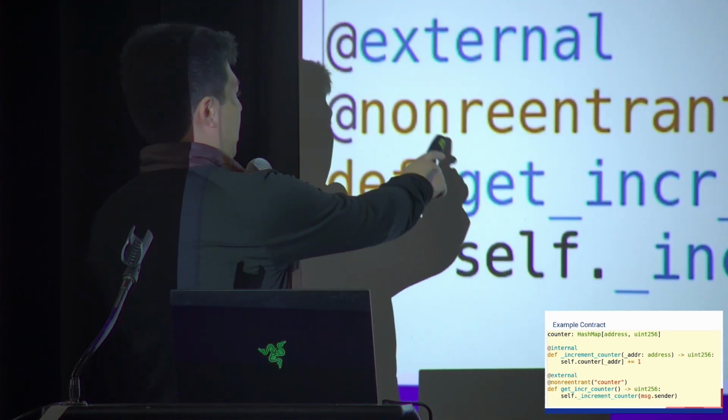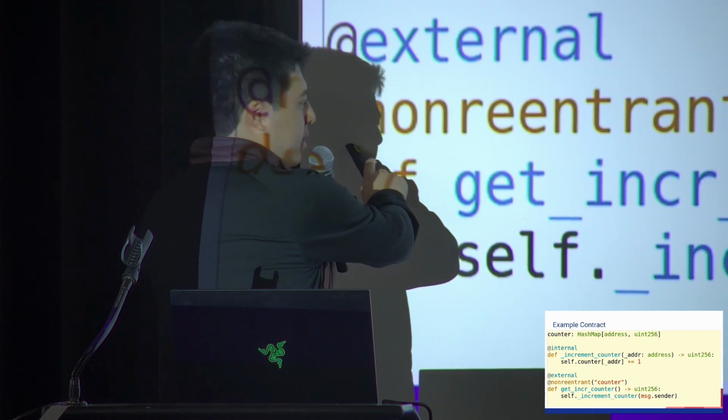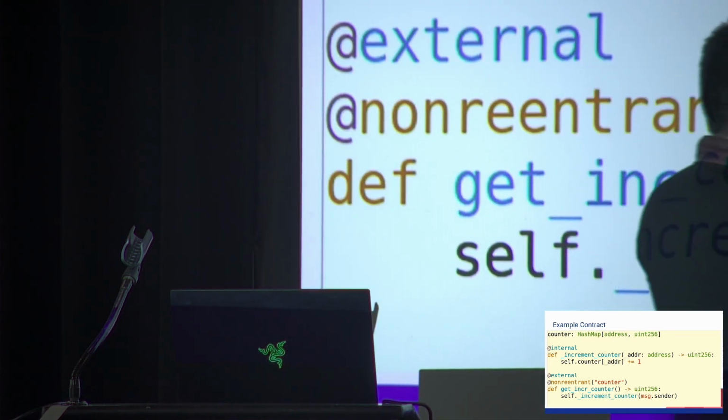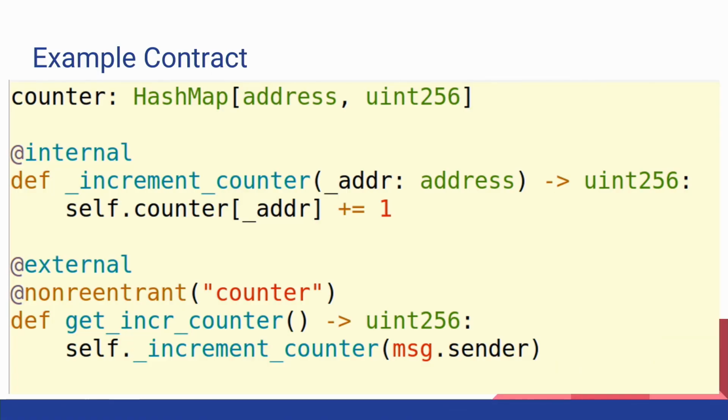And we've got this modifier, non-reentrant, which marks it so you can't re-enter this function. And then we've got the signature, and then it makes a call to self._increment_counter. So it calls the private function.